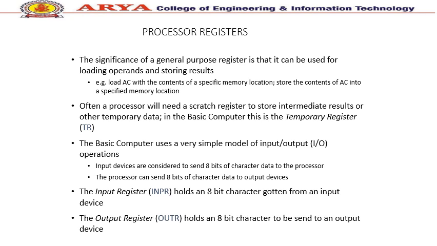The basic computer uses a very simple model of input-output operation. Input devices are considered to send 8 bits of character data to the processor. The processor can send 8 bits of character data to output devices. The input register INPR holds an 8-bit character gotten from an input device. The output register OUTR holds an 8-bit character to be sent to an output device.